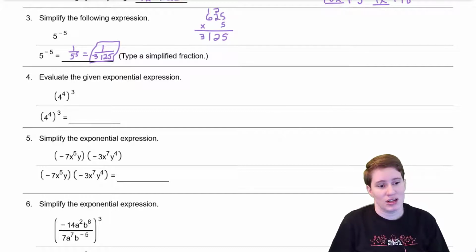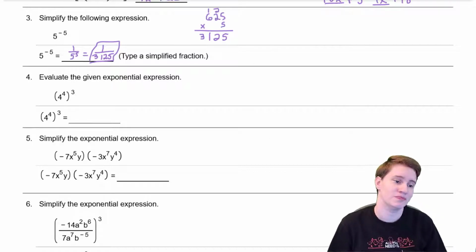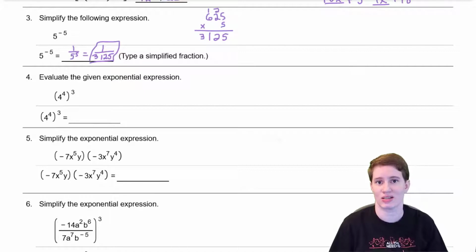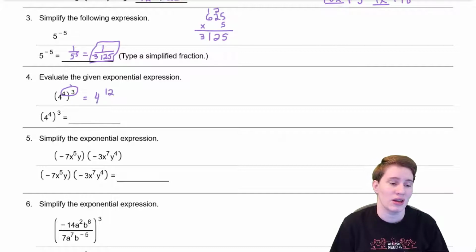Alright, evaluate the given exponential expression. I don't want to. This is actually kind of a similar thing here. So what we do with these exponents right here, we have a power to a power. We can actually simplify this by saying this is 4 to the 12th. And 4 to the 12th is going to be a really big number that I don't really want to find out by hand.